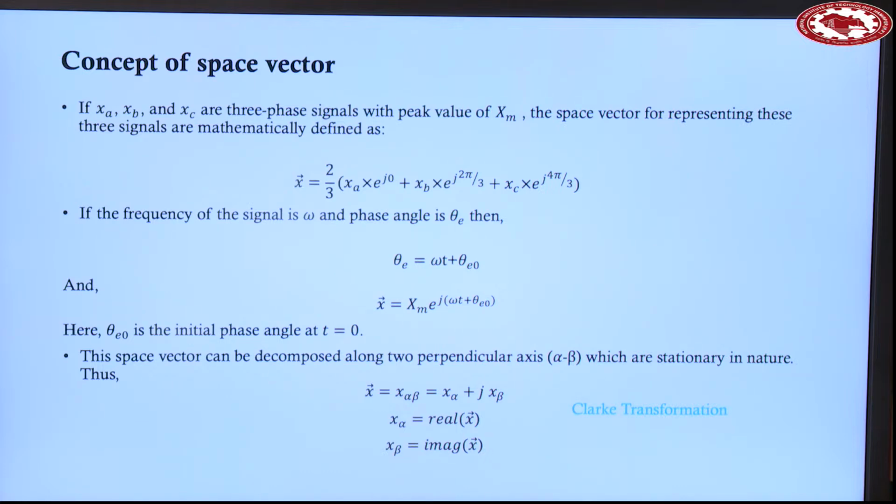It can be decomposed into two axes, real part and imaginary part. Real part will give you the alpha component and imaginary part will give you the beta component. But remember, alpha is this side, beta is this side, plus 90 degrees. This is known as Clarke transformation.